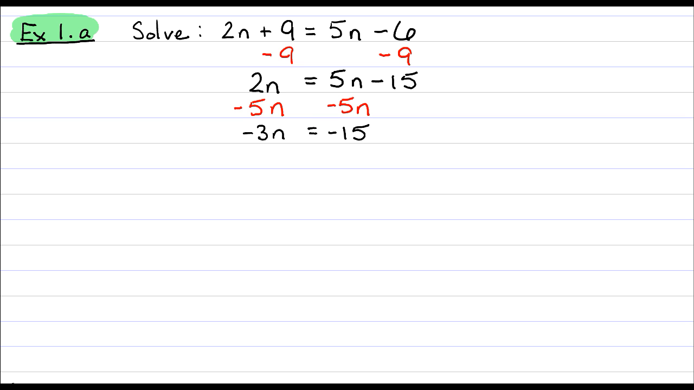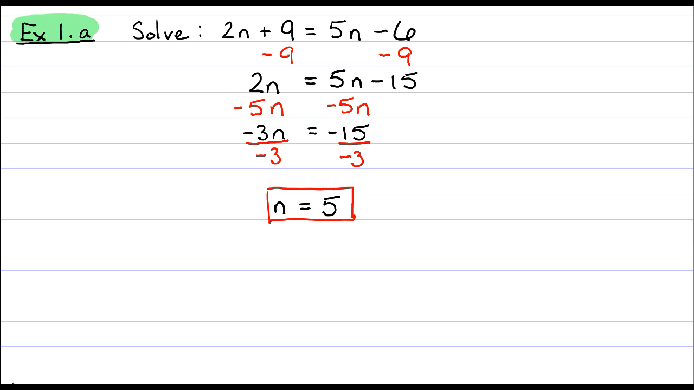Okay, so I'm close to being done. I almost have n isolated on the left-hand side. All I have left to do is divide by minus 3. But again, if I do that to the left-hand side, I have to do the same thing to the right-hand side. Dividing both sides by minus 3, this is going to leave me with n equals minus 15 divided by minus 3, which is positive 5. And so the answer here is n equals 5. That's the value of n that satisfies that equation.